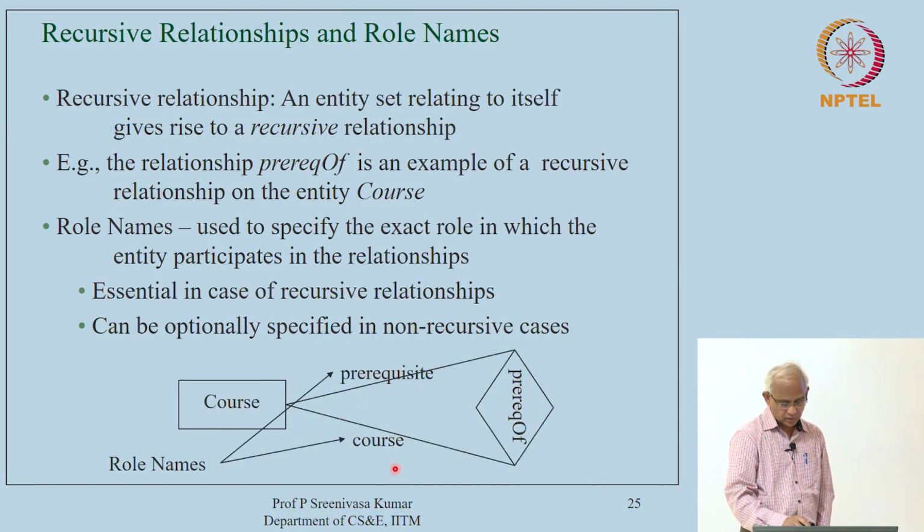Now, here is the picture. Prerequisite of is a relationship and a course is participating in this relationship. Basically what we are saying here is that certain courses are prerequisites of other courses. That means, unless you complete that course, you should not take the other course. The meaning of prerequisite is very clear to you. So, unless you do data structures course, you should not take databases course, for example. So, the data structures course is the prerequisite for the database systems course. The course entity, which consists of all these courses, is participating in this prerequisite of relationship once in the role of a course and once in the role of a prerequisite.